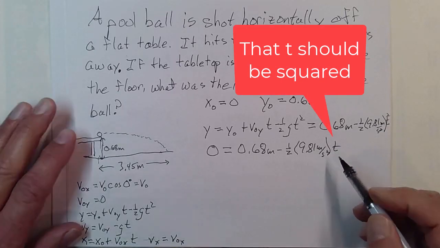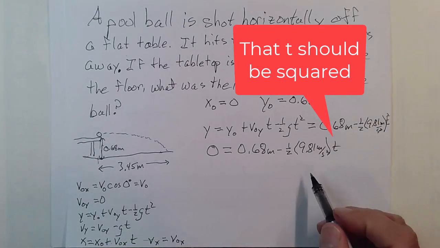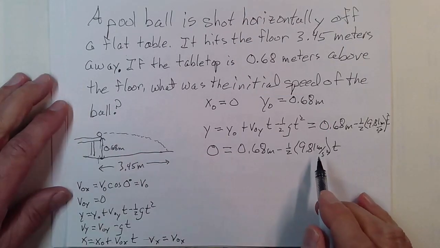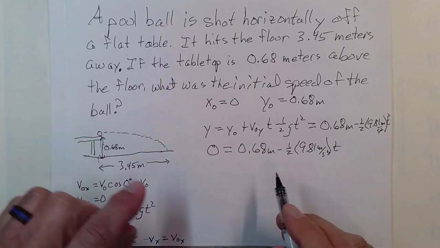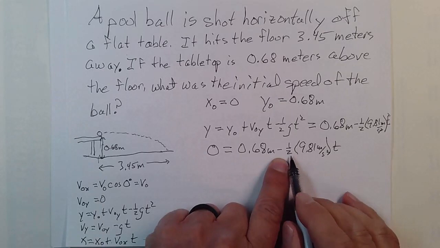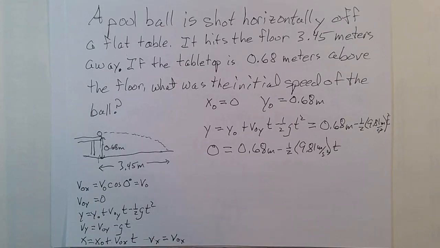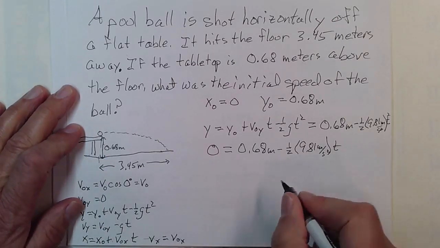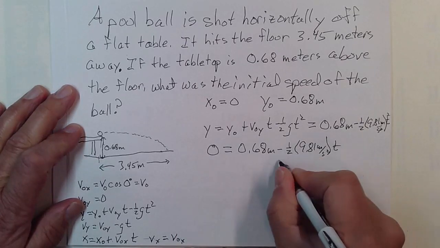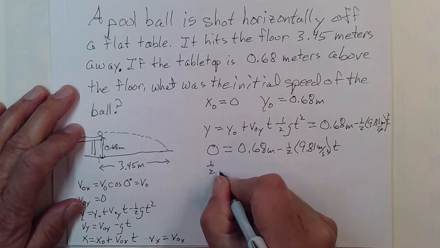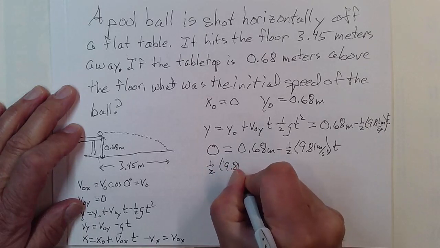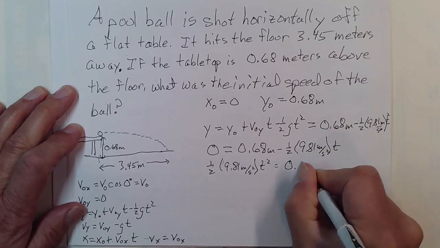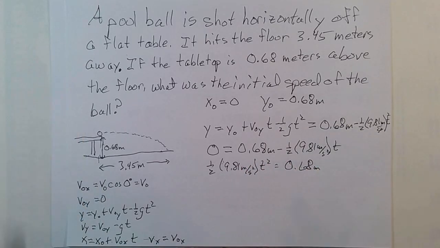I'm back to using 9.81 meters per second squared again. I can't resist. Anyway, this is a simple equation. I can solve this thing for t. If I kick this term across, multiply both sides by 2 to get rid of that 1/2, and divide by 9.81 meters per second squared, that's 3 algebra steps at once. Do it slowly if you want. You could kick this term across first, have your 1/2 times 9.81 meters per second squared times t squared equals 0.68 meters, and then go on from there.